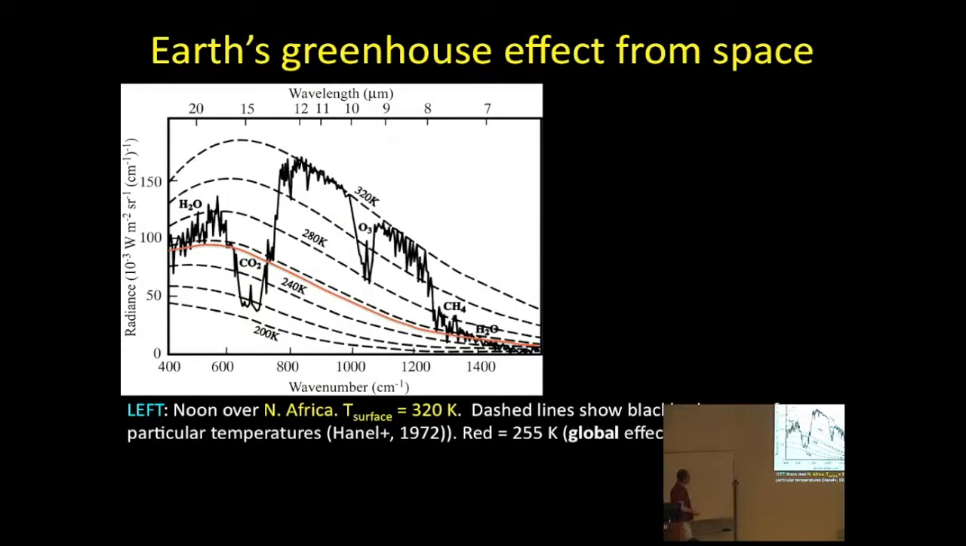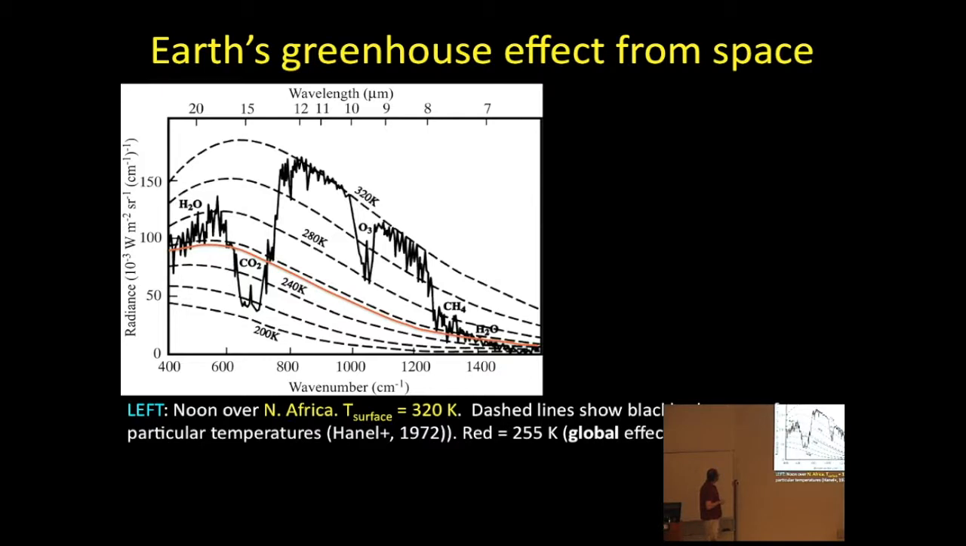We can also see the greenhouse effect if we look at the Earth from orbit. So here we've got radiance in these units of watts per meter squared per steradian. This is in wave number units, but here's wavelength, which will make you feel happier, probably. Chemists like to use these, physicists like to use these.